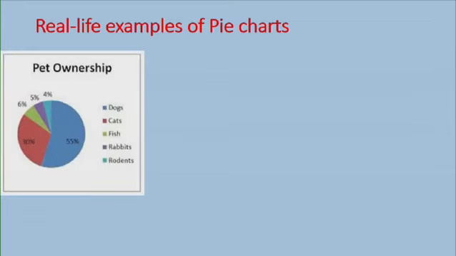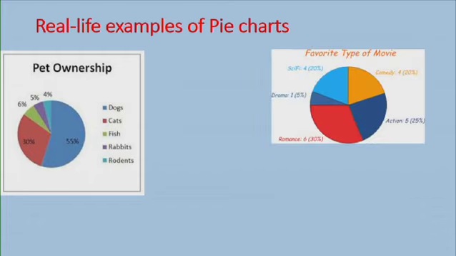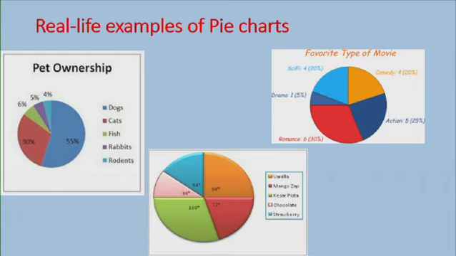Let us look at some real-life examples of pie charts. In fact, pie charts can be seen very often in newspapers or in magazines. They are used to give information about some particular situations. So here you have an example of a pie chart regarding pet ownership. You also have an example on the favorite type of movie. You will notice that in both cases, the different sectors are represented in percentage. Whereas in the third case, the different sectors are represented in terms of degrees, angles.